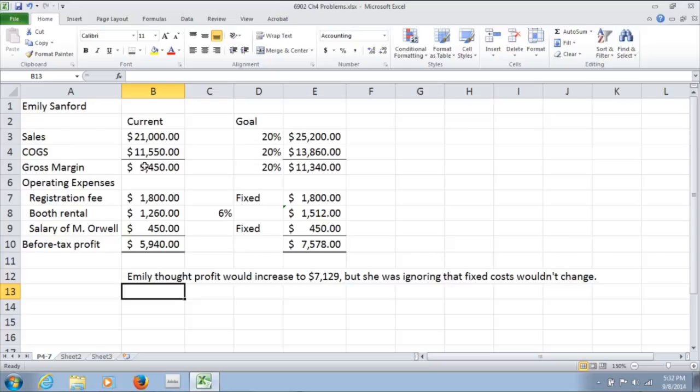But keep in mind, if the sales number were reduced from 21,000, these would be costs that she wouldn't be able to get rid of either. The registration fee and the salary would be costs that she would still have to account for. And so her profit would fall. She wouldn't be able to have cost savings from the booth rental or lower cost of goods sold. So it is double-edged in that regard. But again, it's important that increasing the sales number 20% will increase the variable costs, both the cost of the jewelry as well as the booth rental, but not the fixed costs.